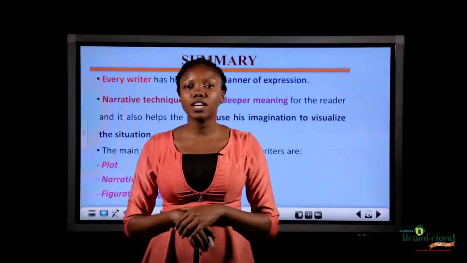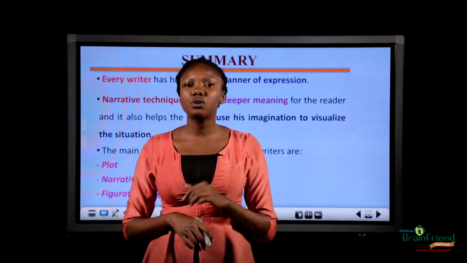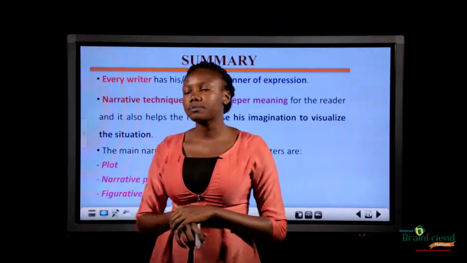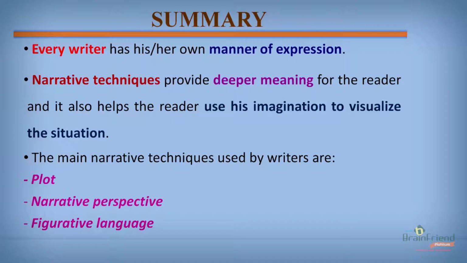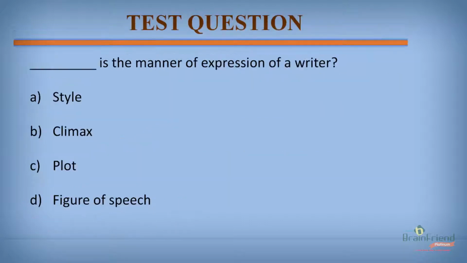Now we've come to the end of the class, but before we go, let's take a quick summary of what we have learned so far. We have learned that style is a writer's own manner of expression. We've also learned that narrative techniques provide deeper meaning for the reader, and it also helps the reader use his imagination to visualize the situation. Finally, we've learned that the main narrative techniques used by writers are plot, narrative perspective, and figurative language.